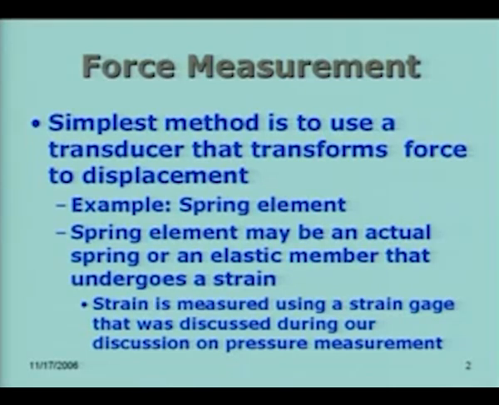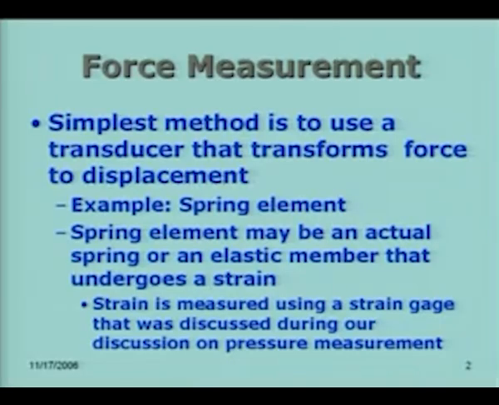However, to start with, let us look at force measurement, and this is a slide which I used in the last lecture also. It simply says that one of the simplest methods is to use a transducer that transforms force to displacement. So, displacement is a measured quantity and the force is the inferred quantity. A spring element may actually be a spring, like in a spring balance, or it could be an elastic member which undergoes a strain under the action of the force, and the strain is measured using, for example, a strain gauge, which was discussed earlier when we were discussing pressure measurement.